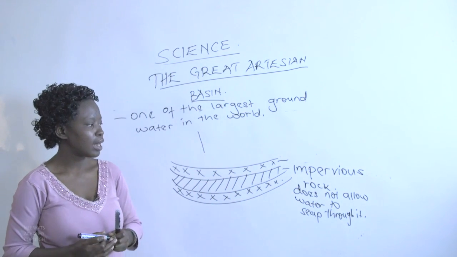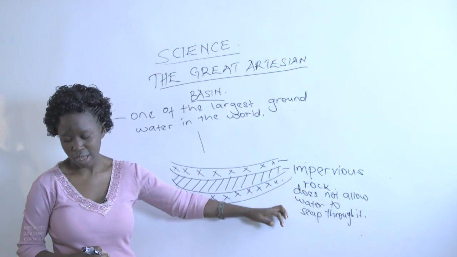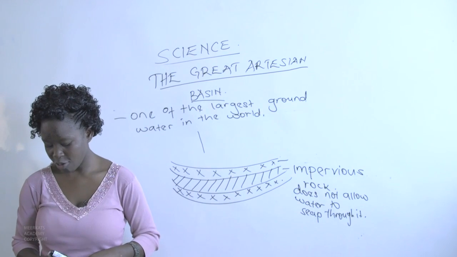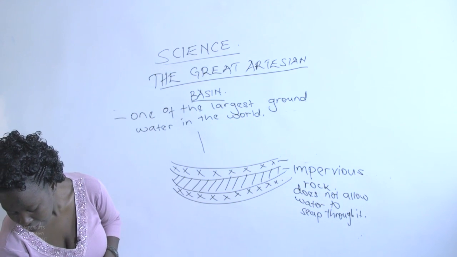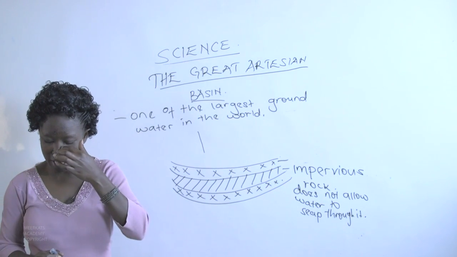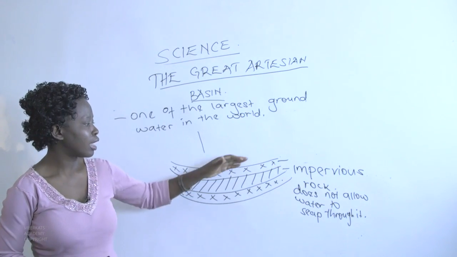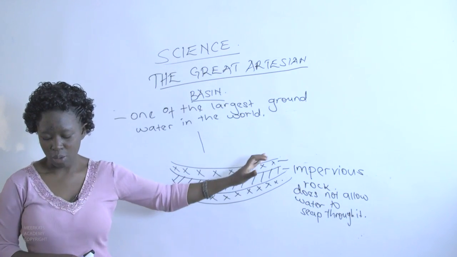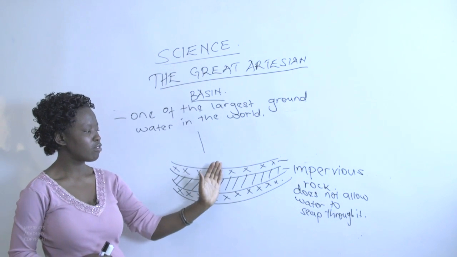So pervious rock will allow water to seep through it, and impervious rock will not allow water to seep through it. So we are having alternating layers of pervious and impervious rocks. There was a movement of the land that was exposed, which then led to the exposure of the pervious rock. So this pervious rock allows the water to soak through it, and the water is moving through the pervious rock.